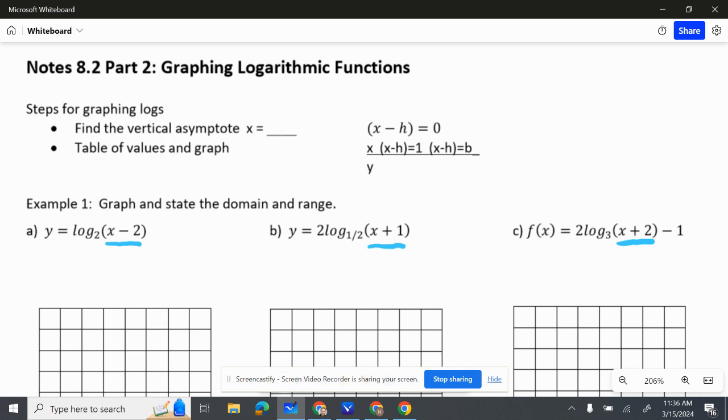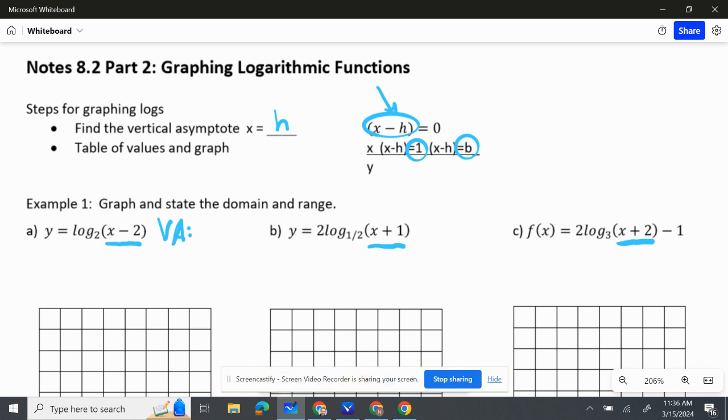How we find our vertical asymptote is whatever gives us 0 inside the parentheses. So x is going to be equal to h. We could kind of think of it as the opposite of whatever's inside the parentheses. We're going to use the same 1 and b values, except because of our horizontal shift, those will shift a little bit too. So the first thing that we're going to do is find our vertical asymptote.